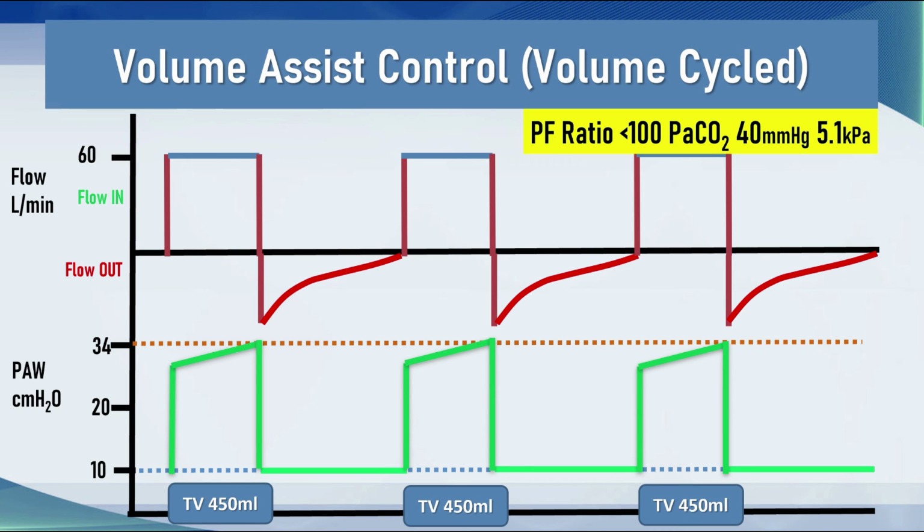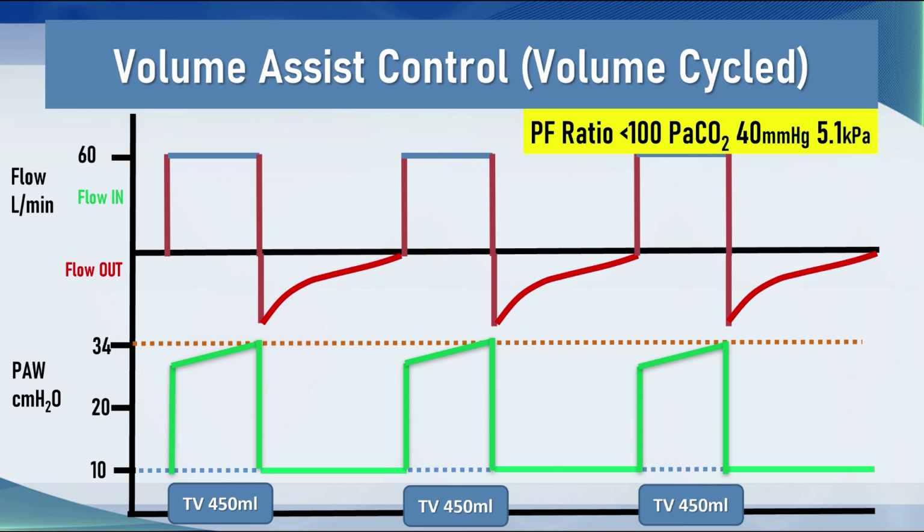Note three things. He's receiving 10 centimeters of water of PEEP. His tidal volumes are consistently 450 mils. This is volume control, of course. And thirdly, his peak pressure is 34 centimeters of water. We do know that his plateau pressure is 30 by doing an inspiratory hold earlier on.